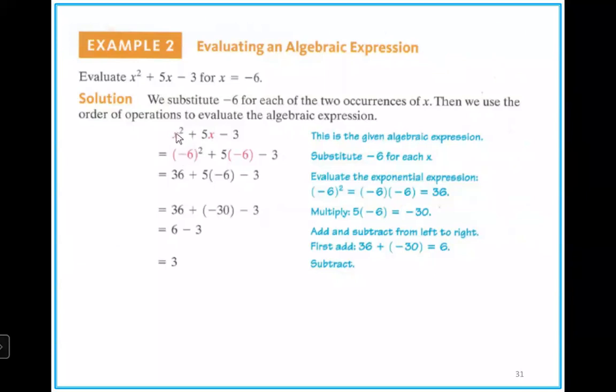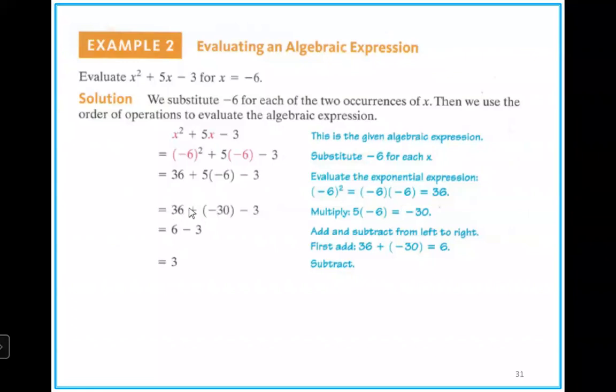So x squared, that would be -6 squared, 5 times -6, and then -3. So where you see the red, they substituted the -6 that was given to you in those spaces. So -6 squared would be 36. 5 times -6, well, we're going to deal with that after, -6. So all they did was the exponents. Then after the exponents, they did the multiplication. 5 times -6 gives you -30. Then you're going to do the addition and subtraction in the order that they appear.